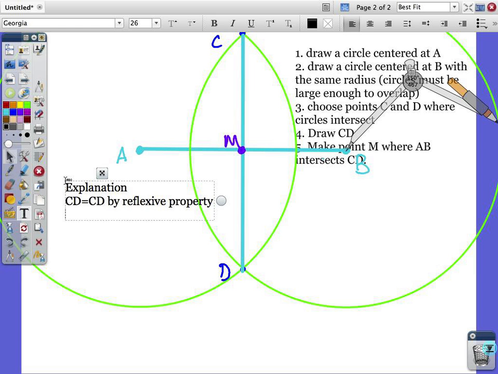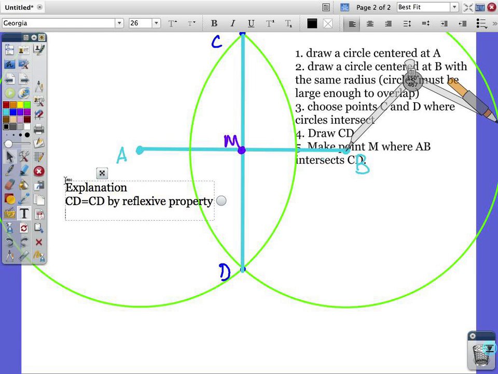Okay, think about the radius of a circle. Is AB a radius of a circle? No, my bad, it's not. So we can't use that yet. But the radius, what is a radius of a circle, or of one of these circles? It's not AB. AM is not a radius of a circle.